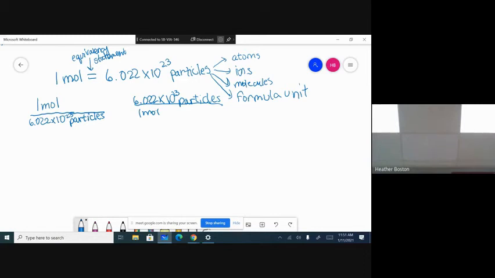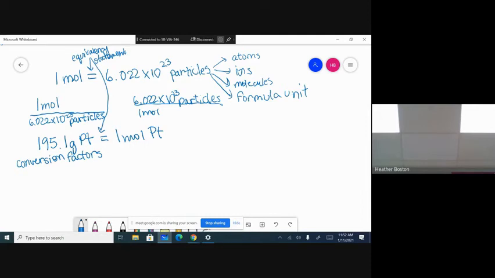So my equivalency statement for platinum that I'm going to get off the periodic table of the elements is that there is 195.1 grams of platinum in 1 mole of platinum. So I can get 2 conversion factors off of this equivalency statement. Remember, equivalency statements have the equal sign, my conversion factors are made from my equivalency statements.